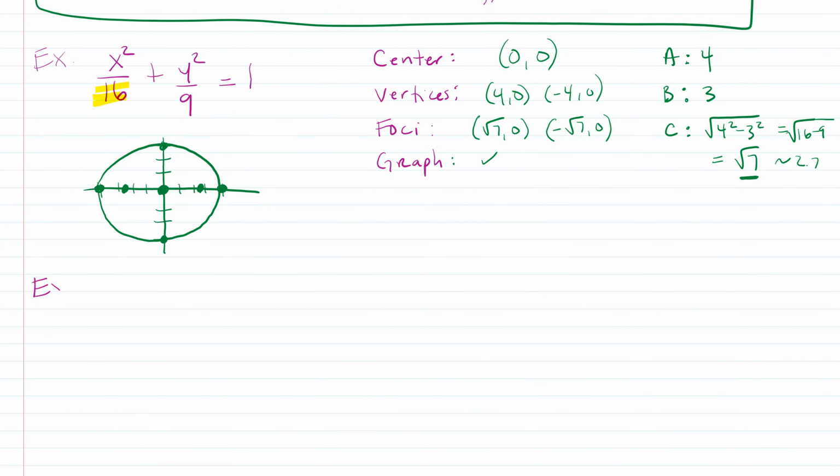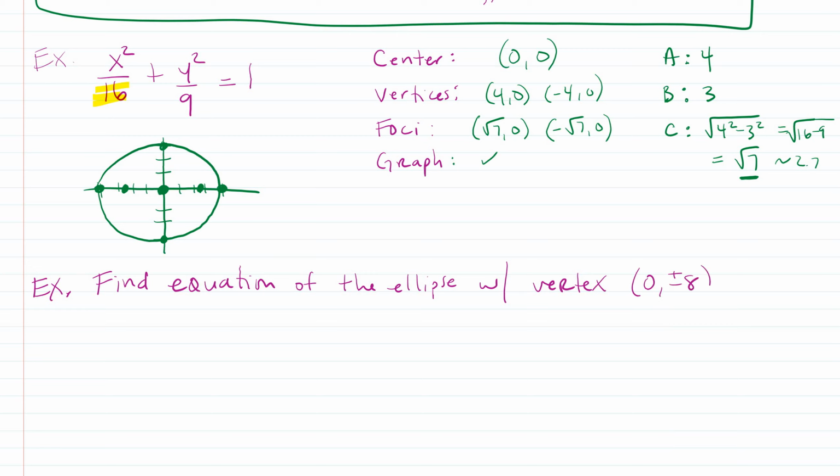Next example. Find the equation of the ellipse given that it has a vertex at (0, ±8) and foci at (0, ±5).